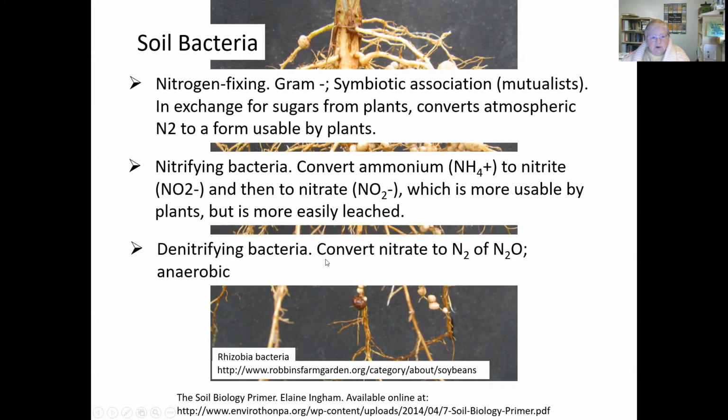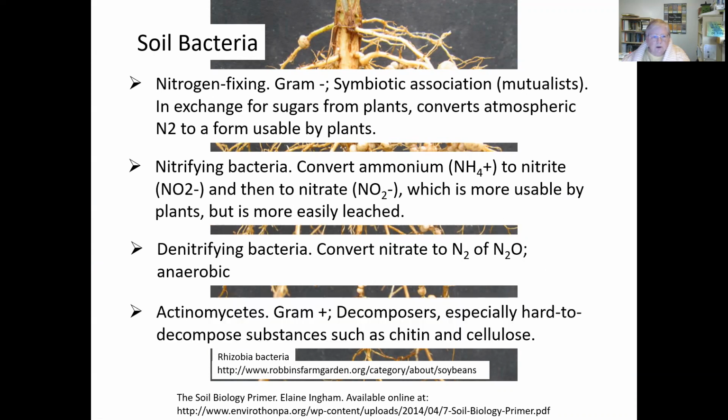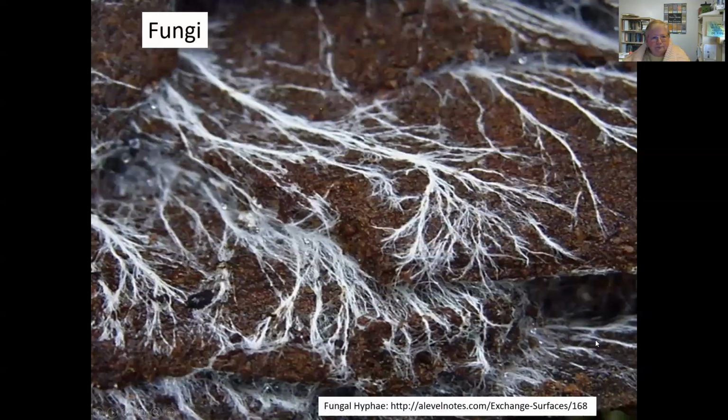Then we have the denitrifying bacteria. They convert nitrate to nitrogen or nitrous oxide, and these tend to be anaerobic, so they're working under conditions of no oxygen. The actinomycetes are gram-positive bacteria. They are decomposers, and they decompose especially hard to decompose substances, such as chitin, which is found in insect skeletons, and cellulose.